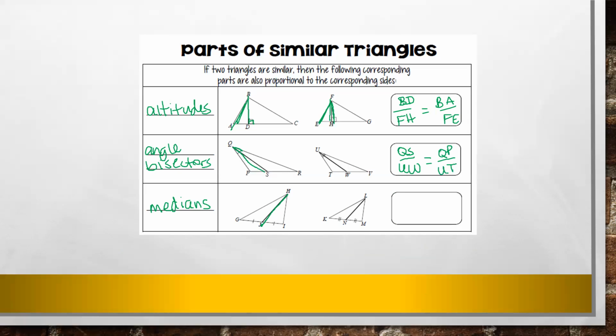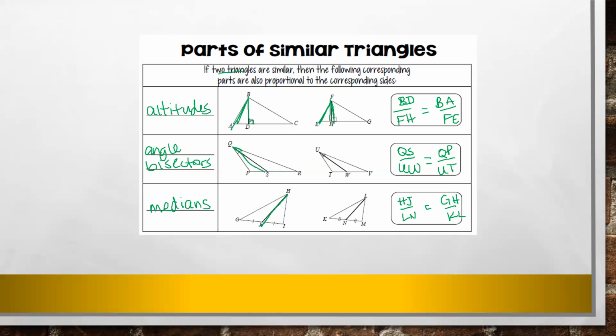So the sides. If you have medians in your similar triangles, then those medians will be proportional. So you can say HJ over LN, and then you can relate two of the sides. How about GH and KL? All of these work as long as the two triangles are originally similar in the first place.